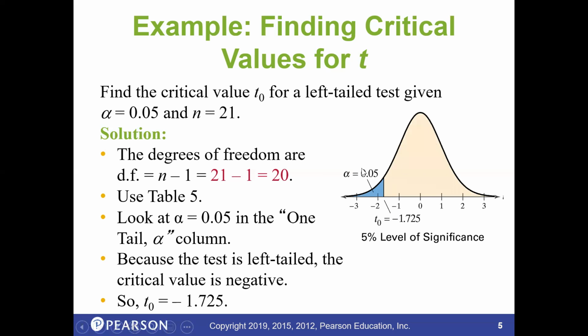If we were to draw it out, alpha level is 0.05. We've got a t-value of negative 1.725. Okay, talk to me. Just making sure. T-values do have to go off of the table. All right, raise your hand if you got it. If you have a textbook and you got it.